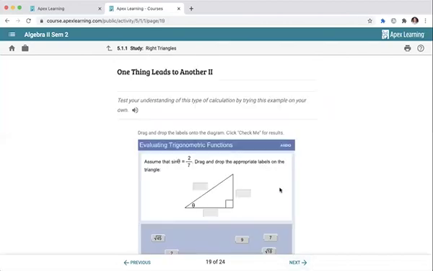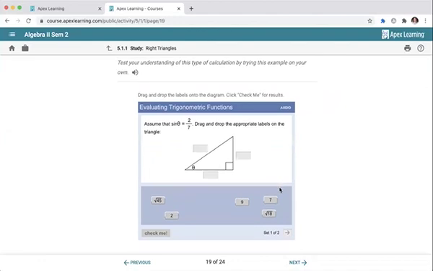Okay, so then this is a good practice problem, and I know you guys have problems with drag and drop, so I'll do this one with you. This is saying, again, assume that sine of theta is equal to 2/7. Theta right here is our angle. So sine means opposite over hypotenuse, right? So this is saying our opposite is 2 over our hypotenuse of 7.